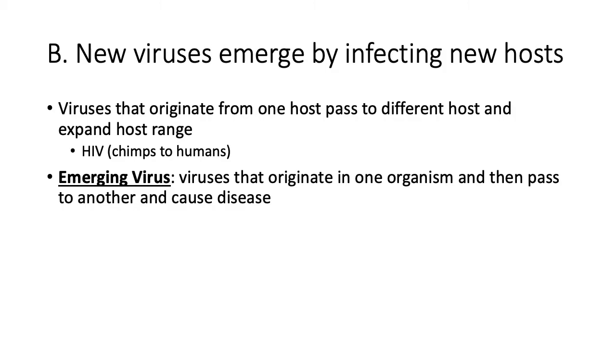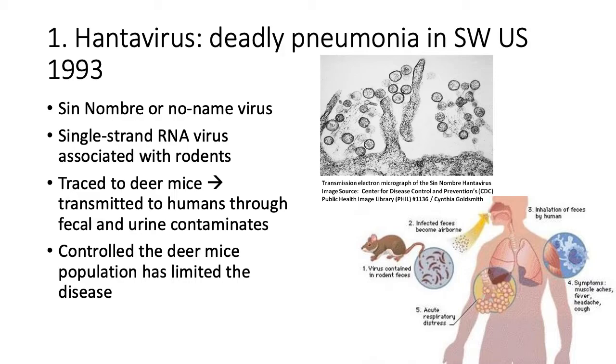All right, so one type of emergent virus was called the hantavirus, a very deadly pneumonia that occurred in the southwestern United States back in '93. It's also known as the Sin Nombre or no-name virus. They traced this virus to deer mice, and they realized that it was being transmitted from deer mice to humans through fecal and urine contaminants.